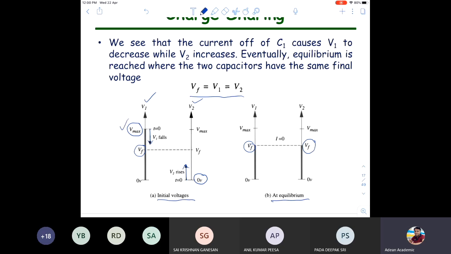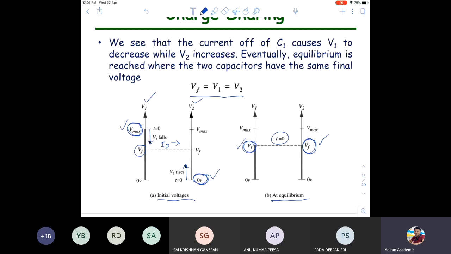Initially Vmax on V1, 0 on V2, but when charge sharing has taken place, now at equilibrium, both V1 and V2 are Vf. At that time, once these two voltages become the same, current will be 0. But in the previous case, current will be flowing. ID is flowing from capacitor C1 to capacitor C2 because of the voltage difference between V1 and V2. Now, when both voltages become the same, equal potential, then current between those two will be 0. So this is at equilibrium, and this is the initial value.